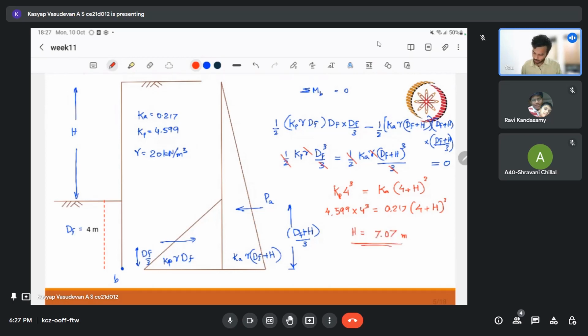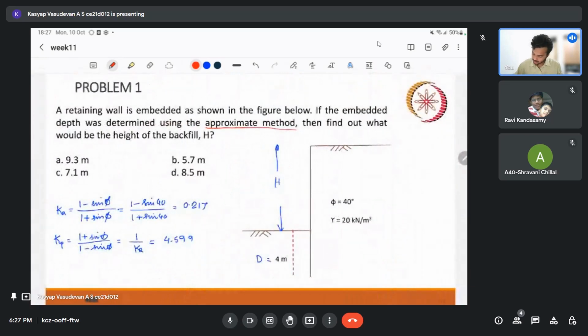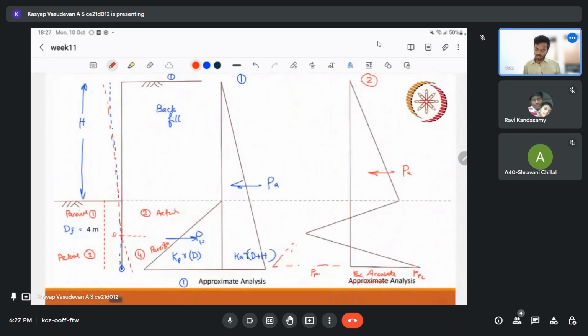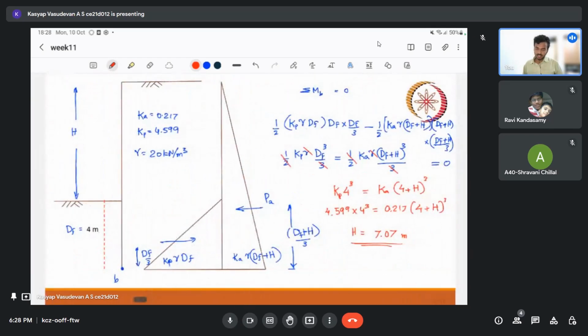So we have one of the options as 7.07, that is 7.1. That will be the answer. So this is very simplistic. As I told you, this will be the go-to method, generally, even in your assignment. I guess we have a similar problem, and just taking the basic moment at the base, at this point, is enough for solving this.